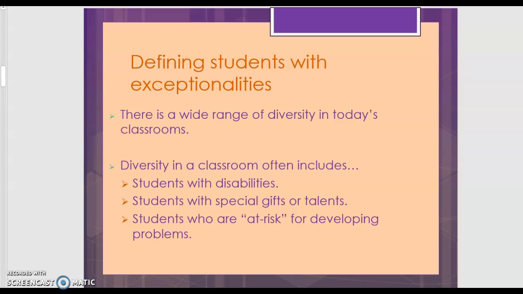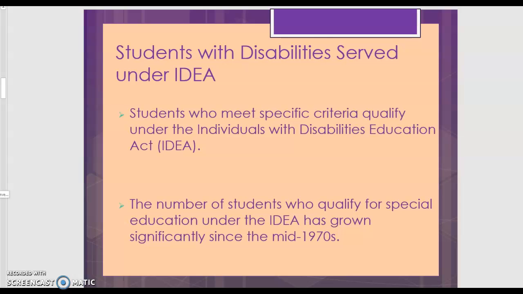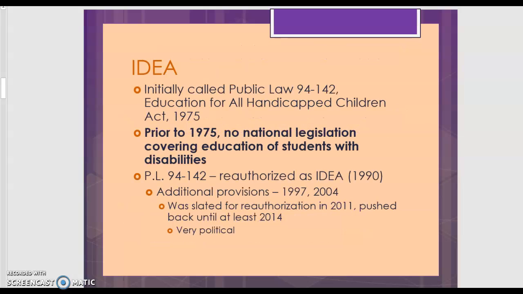So, defining students with exceptionalities: a wide range. I'm sure if you've been out in classrooms lately, you've seen students with disabilities, students with special gifts, right? Students who are considered gifted or talented, and students who are at risk for developing problems. And there's usually a pretty good mix in a single classroom. All right, so students served under IDEA have to meet specific criteria as having one or more of the disability categories. And the number of students who qualify for special ed has grown significantly since the mid-70s, which is good. So IDEA was initially called Public Law 94-142 or PL 94-142.